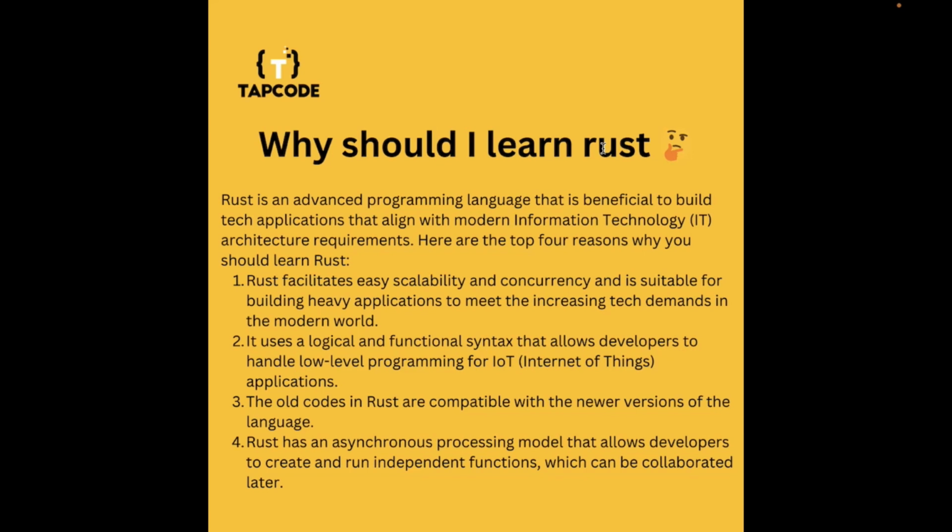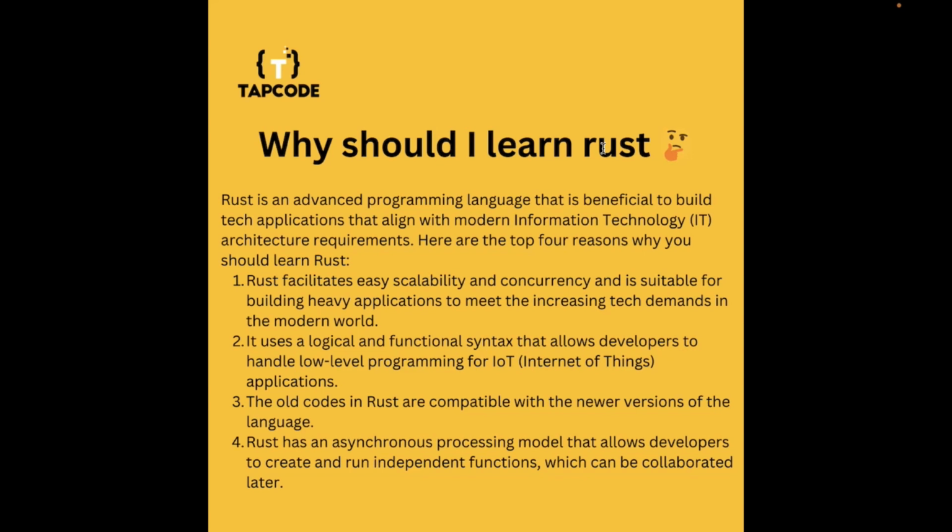the issue of invalid memory access is actually eradicated. Now, Rust facilitates easy scalability and concurrency and is suitable for building heavy applications to meet the increasing tech demands in the modern world. It uses a logical and functional syntax that allows developers to handle low-level programming for IoT applications. The old code in Rust is compatible with newer versions of the language, and Rust is asynchronous.